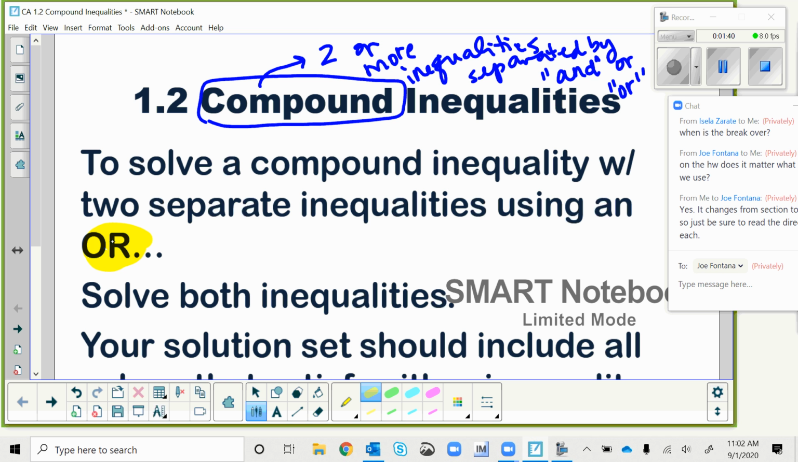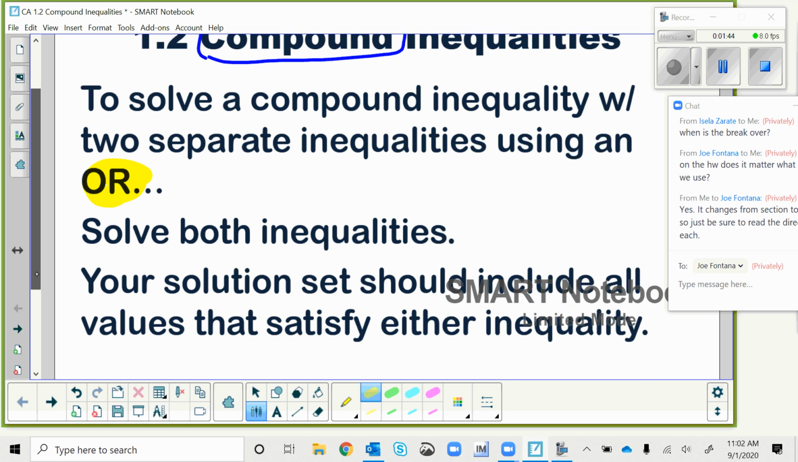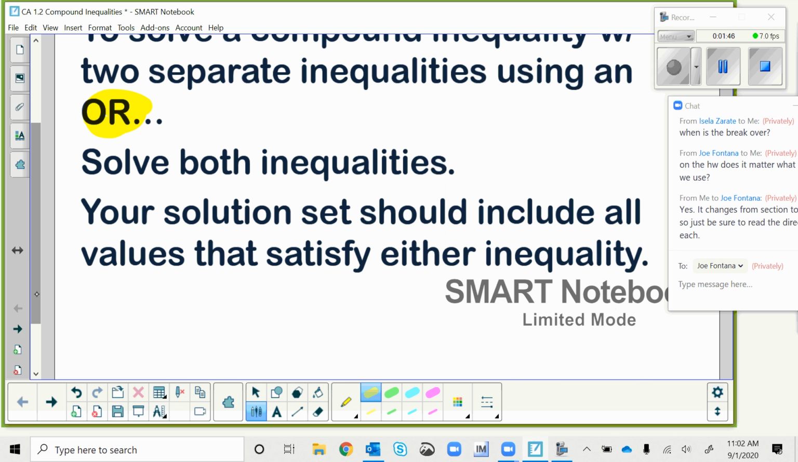So to solve a compound inequality with two separate inequalities using an "or," this is what you do. You solve both inequalities separately. No big deal. What's different is how you determine your solution set for that compound "or" when you take both of them into consideration at the same time. Your solution set should include all values that satisfy either inequality.